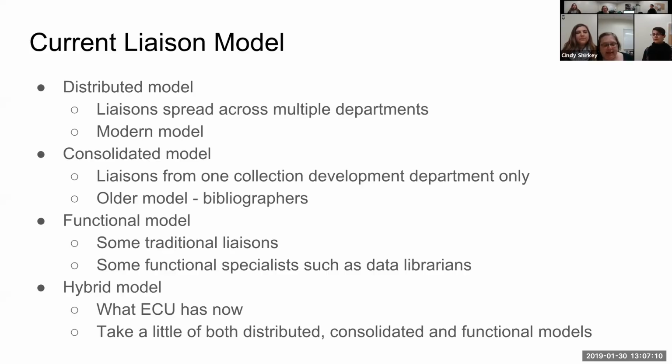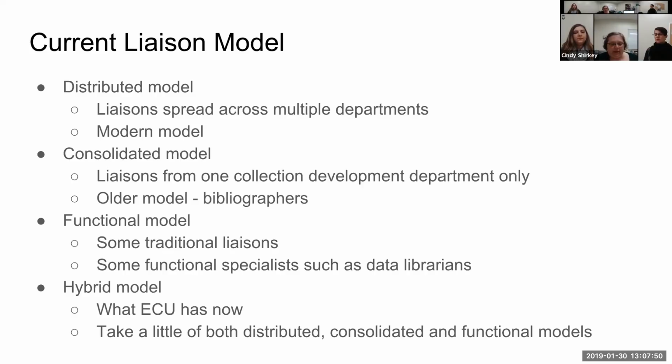Next is the consolidated model. That is where you have a specific collection development department that contains all liaisons. This may overlap significantly with a reference department. This is sort of an older model, and a lot of times the people who staff the reference and collection development department are called bibliographers or reference bibliographers. So this also tends to be seen at very large academic institutions.